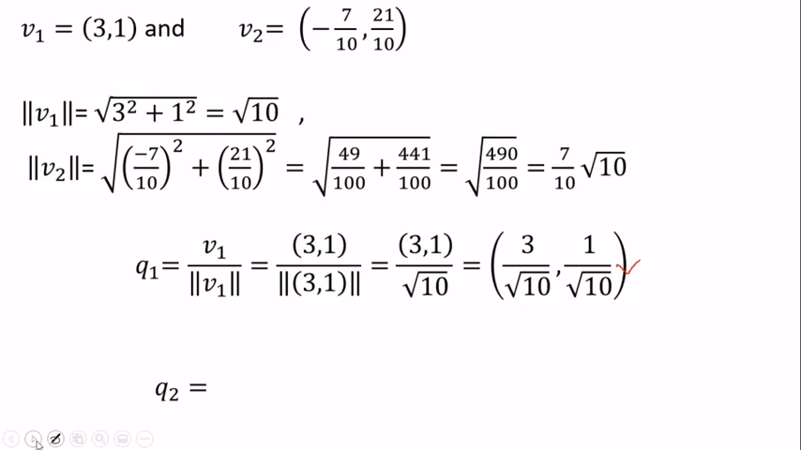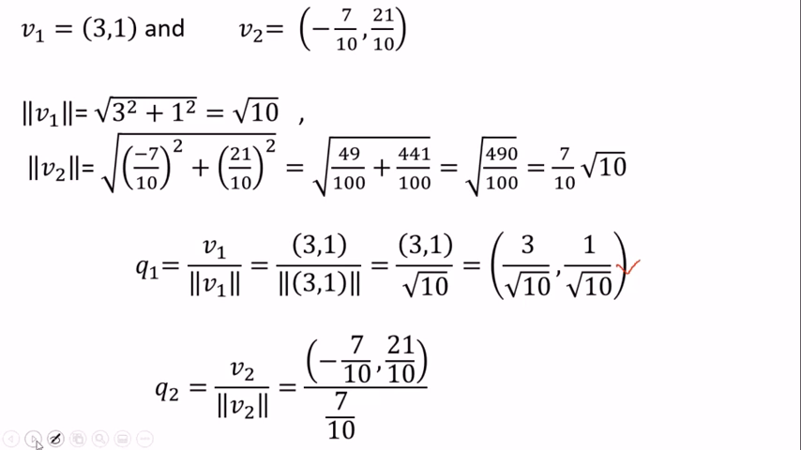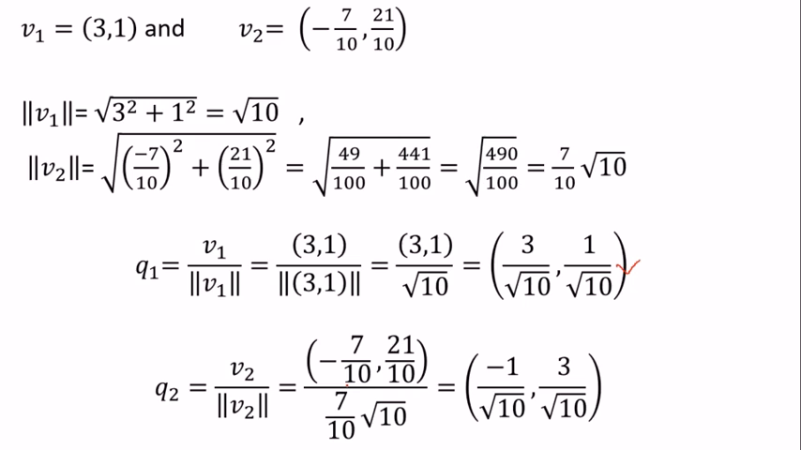Similarly, we have to find out q2. q2 is v2 upon norm of v2, and we know the value of v2 and norm of v2. v2 is minus 7 by 10, 21 by 10, and norm of v2 is 7 by 10 into root 10 that we obtained here, and divide this. Minus 7 by 10 cancels with 7 by 10, so we get only minus 1 by root 10 as the first element. Here 21 by 10 divided by root 10, so 7 again cancels, so we'll get 3 upon root 10, and so this is our answer.